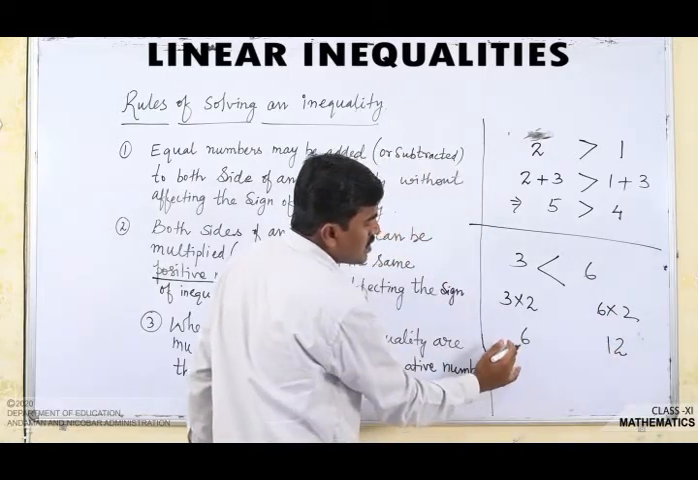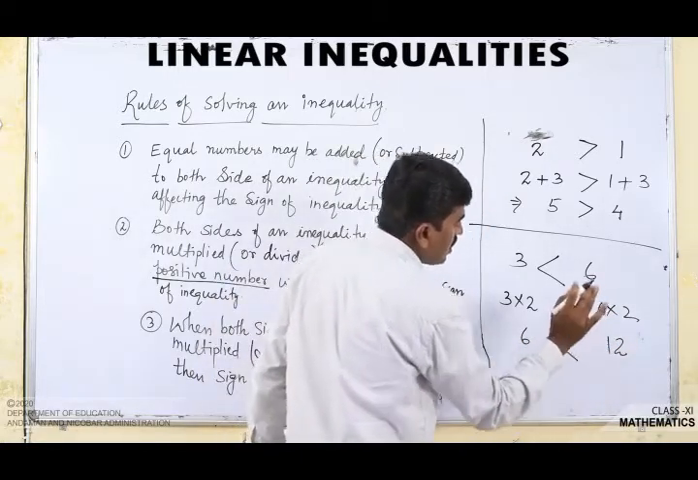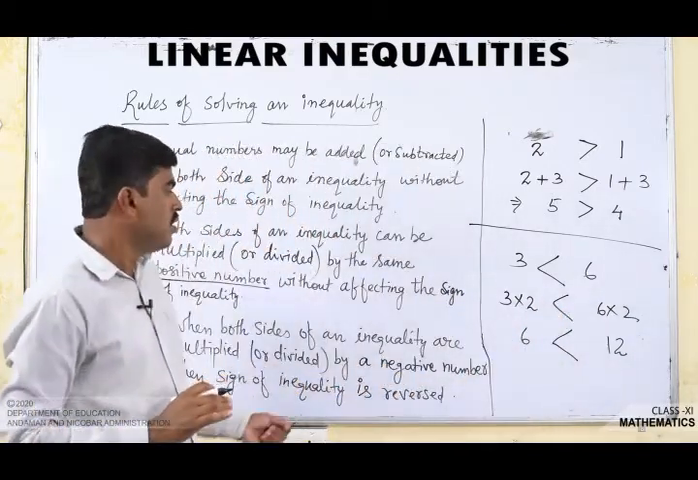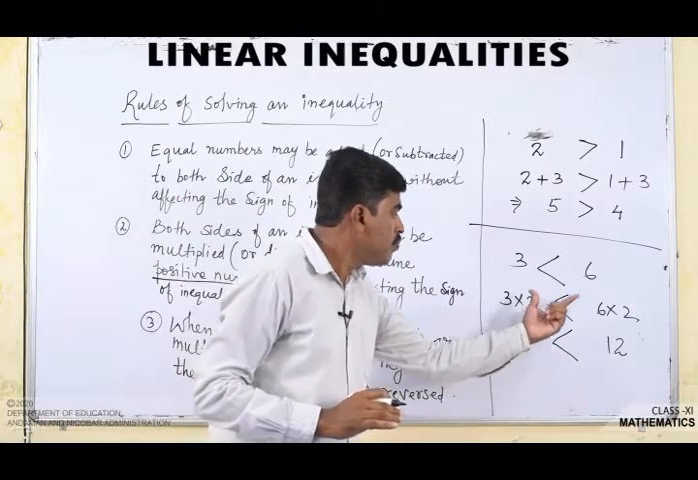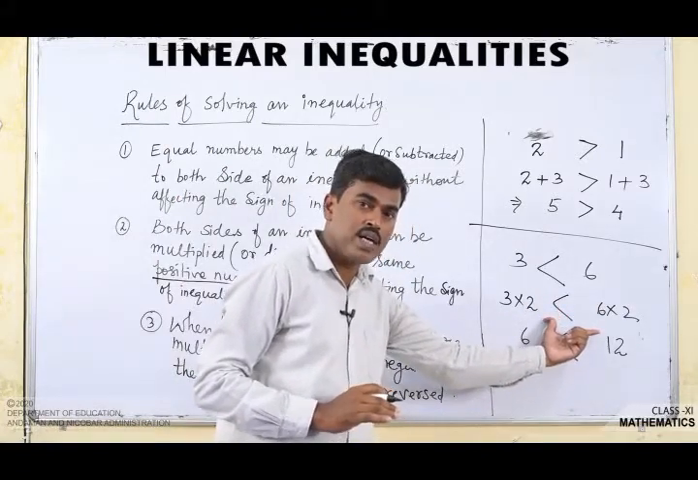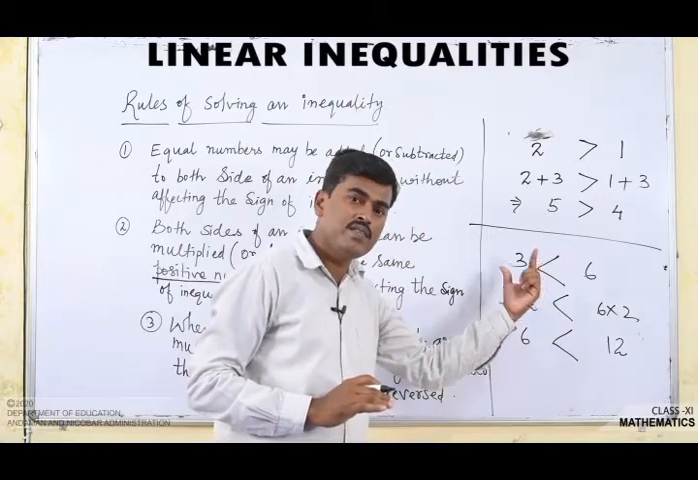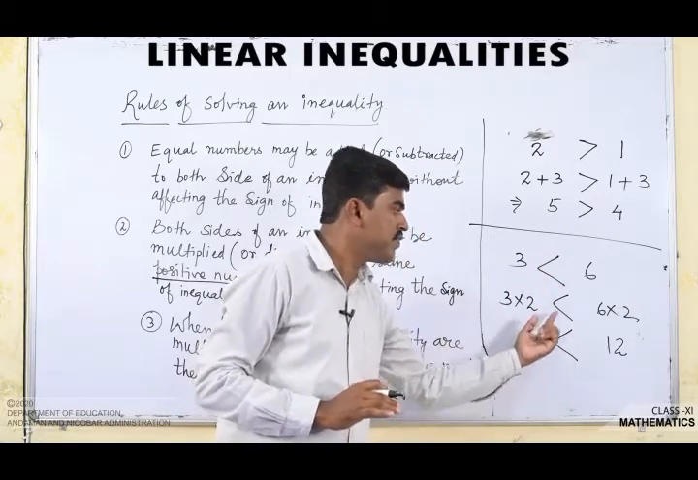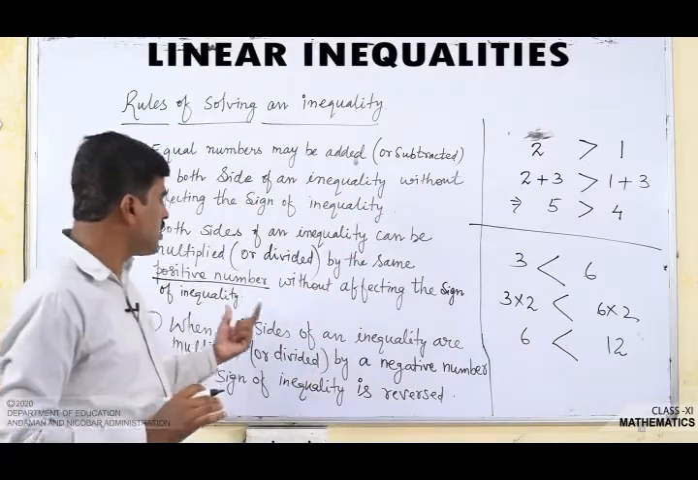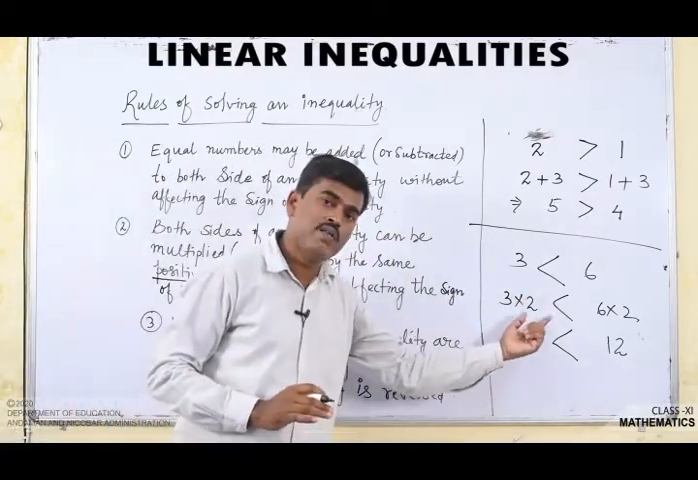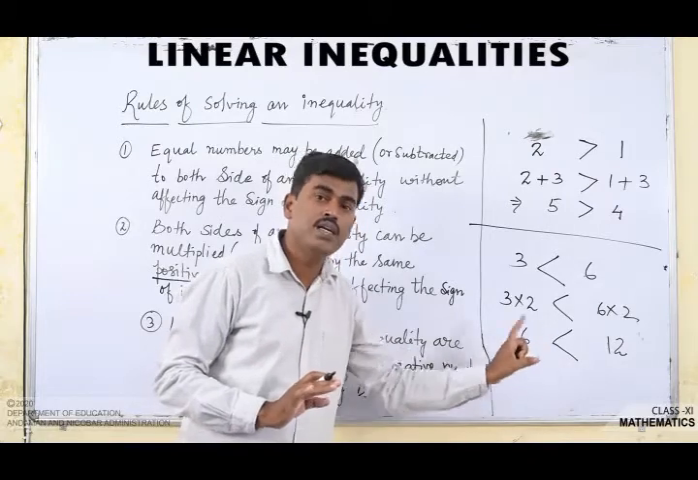Again here the left hand side is less than the right hand side, that is 3 into 2 is less than 6 into 2. So if we multiply by a positive number to both sides of an inequality, then the sign of inequality remains the same, it will not be affected. Similarly, if we divide by a positive number, the sign of inequality will remain the same, it will not change.